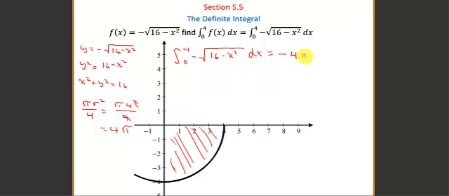Now this integral would be a tough one to calculate, even with the special techniques that we'll learn in section 5-6. This would be a very, very difficult integral to calculate. And so lots of times you would just calculate it geometrically, as we have done here. You'll learn a technique to do it in calculus 2.